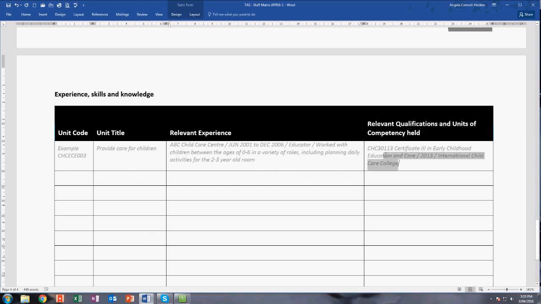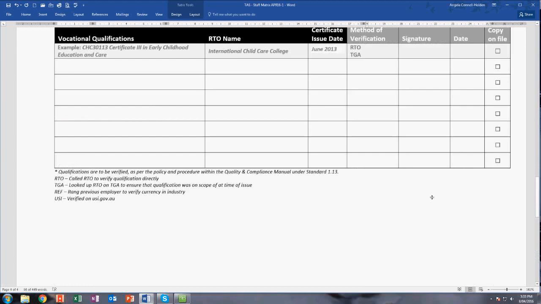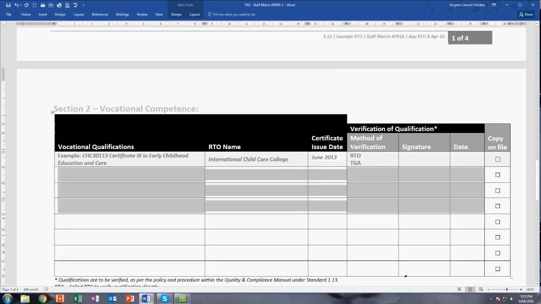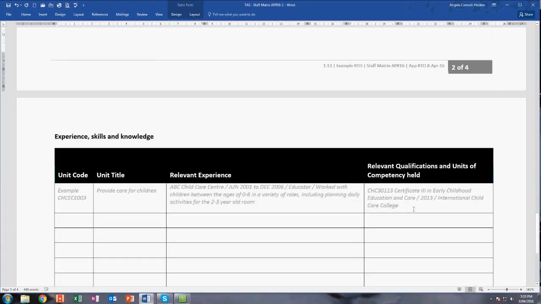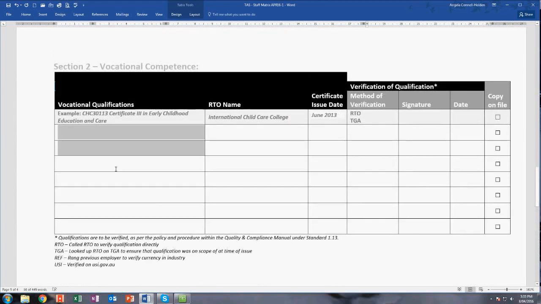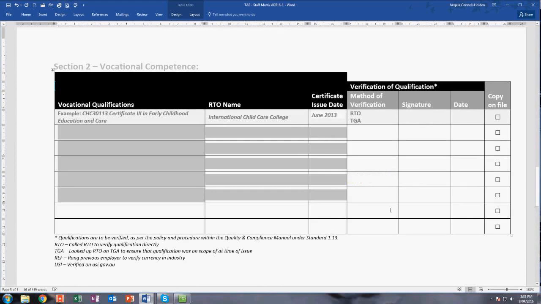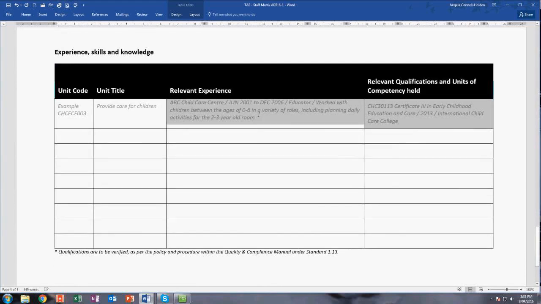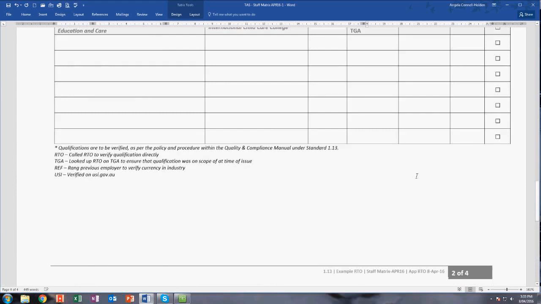And then if there's any relevant qualification that maps across, that should map across with up here. So this is where you verify it. And down here is where you put the qualification that they actually completed that maps across to that unit of competency. So you should put all the quals in here first, get it verified, and then down here you're going to actually put the qualification that maps across to that unit of competency.